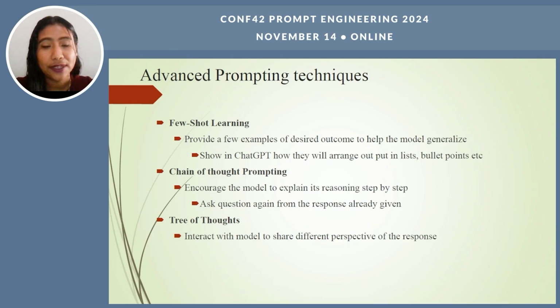Now, the next advanced technique is tree of thoughts, which prompts the model to share different perspectives on the response. In a single response, we'll have different ways of approaching it. So these AI models can give different perspectives, and from those perspectives, a user can read and identify which perspective they are looking for. And on that perspective, we can ask again.